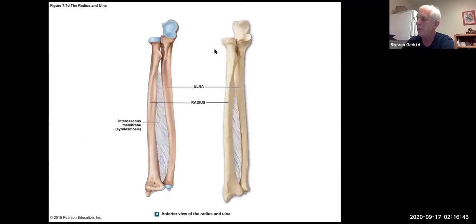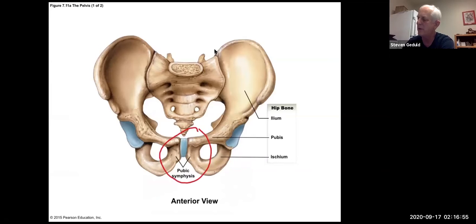Here's the interosseous membrane between the radius and the ulna. Again, slightly movable, not freely movable. And here's the pubic symphysis. During childbirth, that allows it to expand. This is your ilium. This is your pubis, and this is your ischium. Three bones that make your hip bone. And the pubic symphysis is a slightly movable joint with a cartilaginous pad, which allows the pubic opening to expand during childbirth when pressure is put on it.